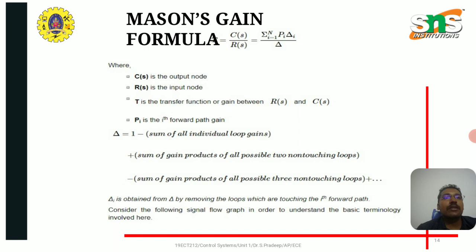the sum of gain products of all possible two non-touching loops, minus the sum of gain products of all possible three non-touching loops, and so on. Delta i is obtained from Delta by removing the loops which are touching the ith forward path.